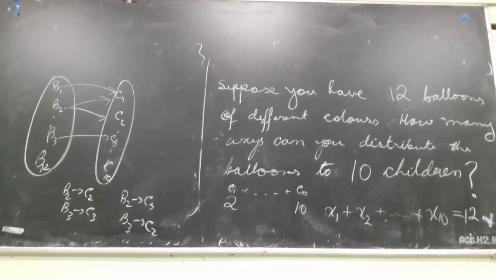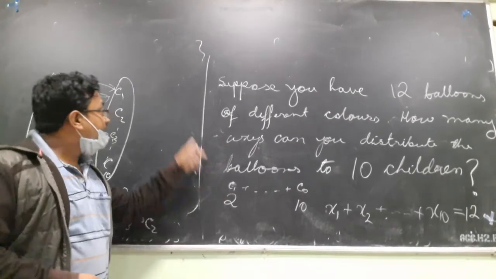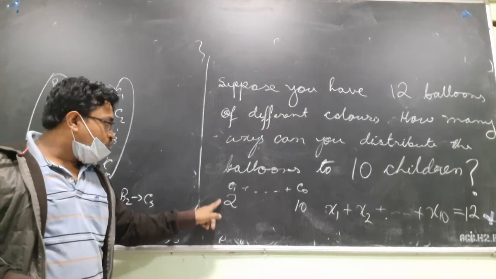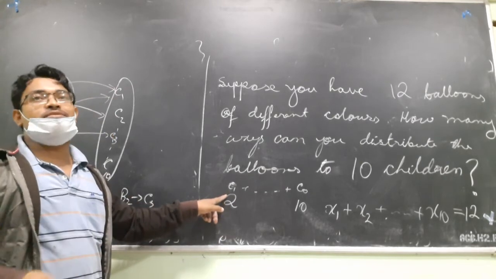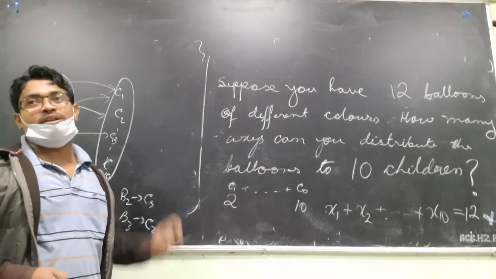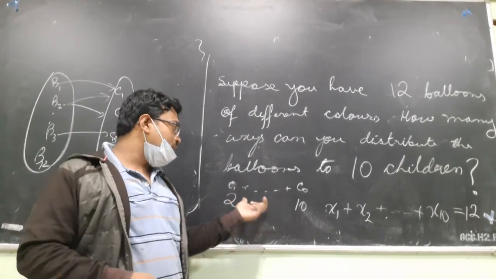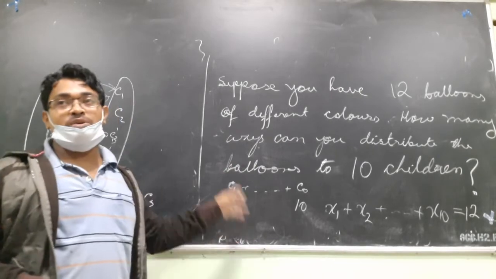But here, suppose there are so many colors: 1, 2, 3, 4. So giving 2 balloons to the first child, which color balloon am I giving? That is important. Okay. So actually this particular solution will be counted that many times. Has to be counted that many times.